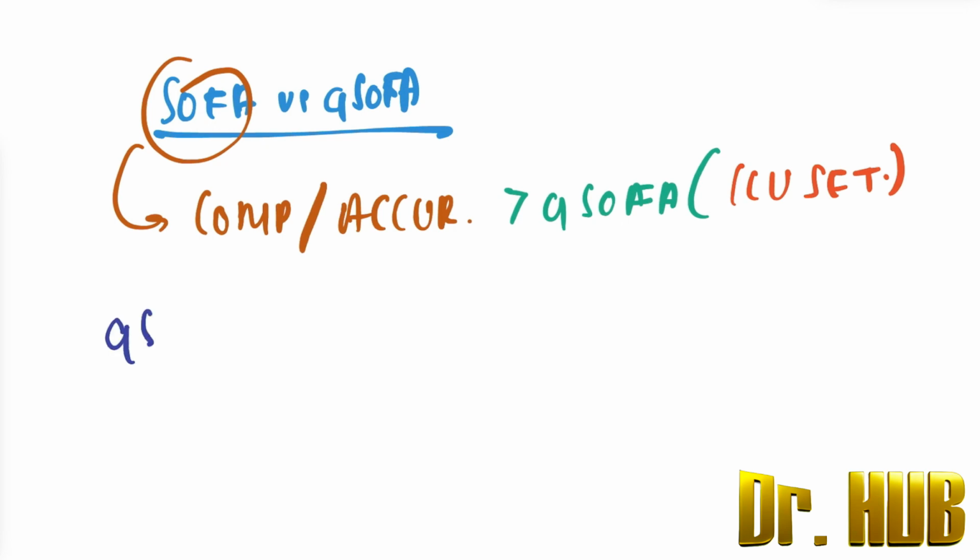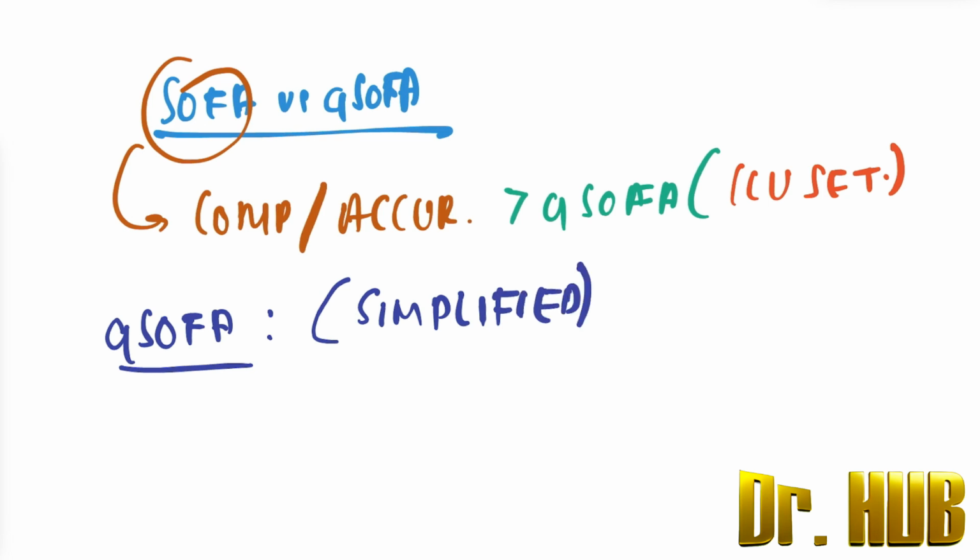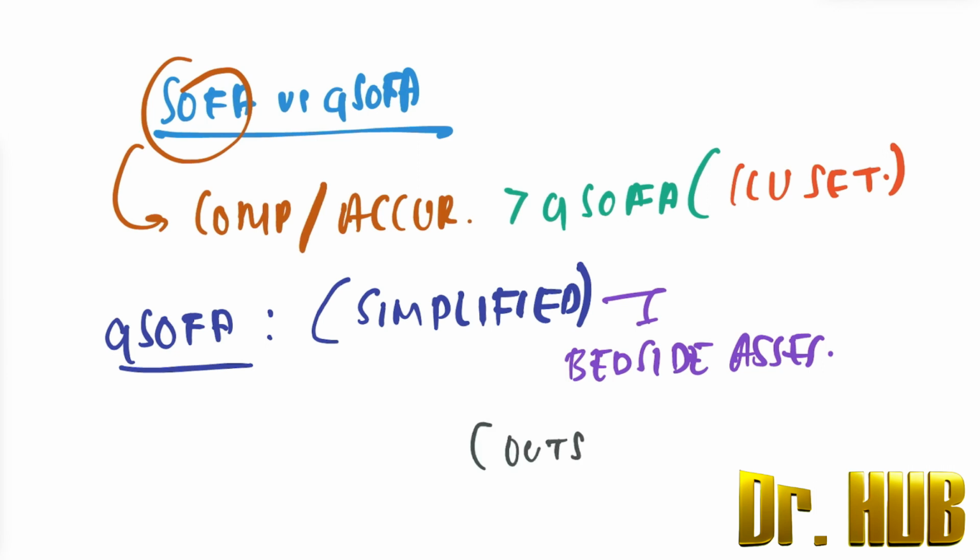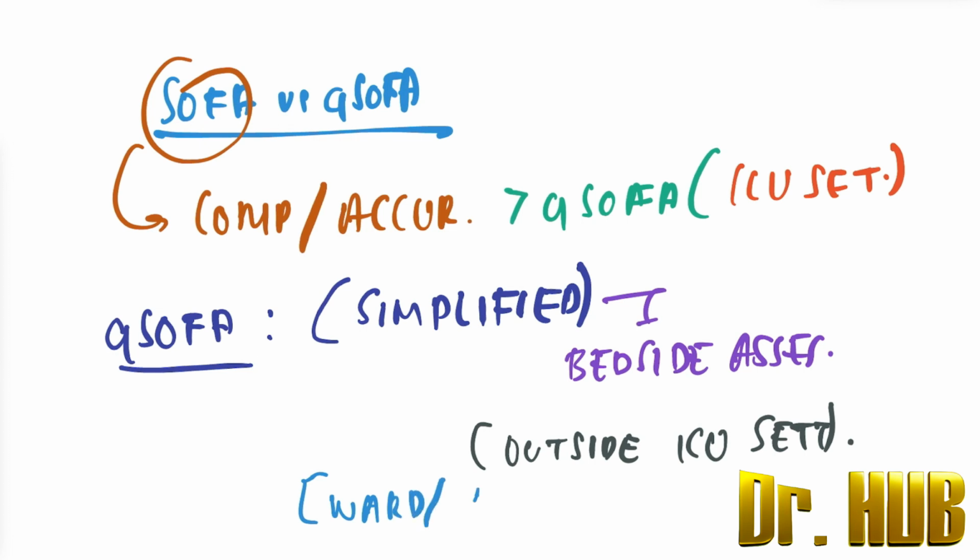So next is the qSOFA. What is special here? The qSOFA is a simplified derivative of the SOFA score, and it is used for bedside assessment, particularly useful for outside the ICU settings. For example, it can be used in the ward, or it may be used in the emergency department.